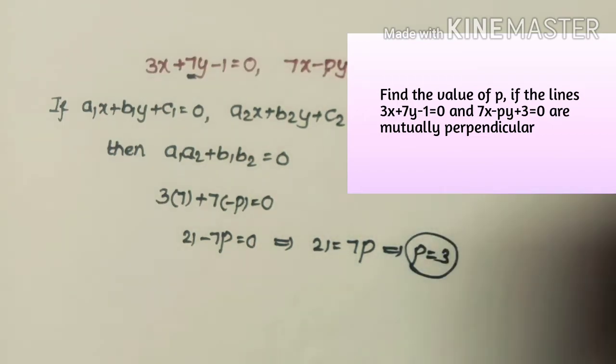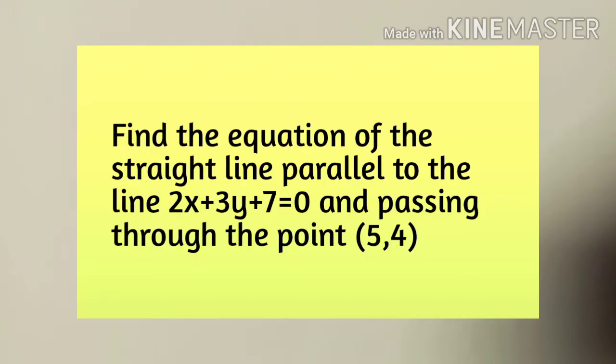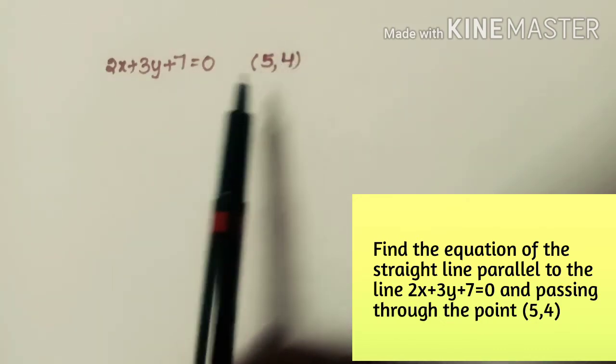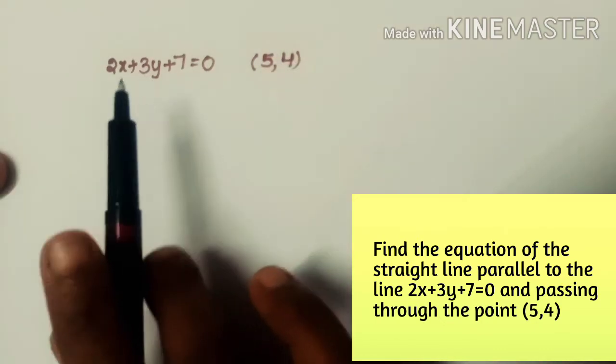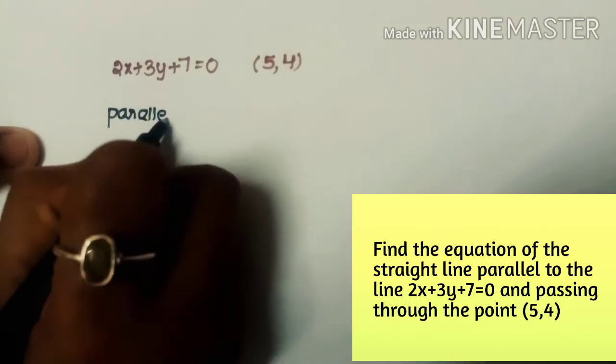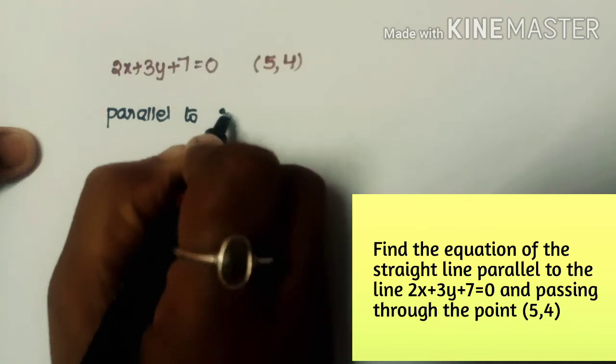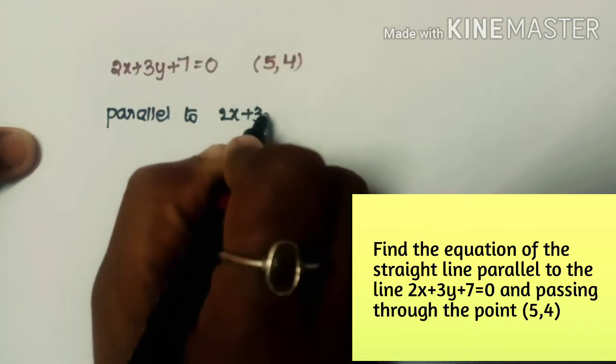That's all. Next problem, find the equation of the straight line parallel to the line 2x plus 3y plus 7 is equal to 0 and passing through the point 5, 4. So here one line is given, 2x plus 3y plus 7 equal to 0, and one point is given, 5, 4. Now what is the equation of the line parallel to this one? The equation of a line parallel to ax plus by plus c is equals to 0 is ax plus by plus k is equals to 0.